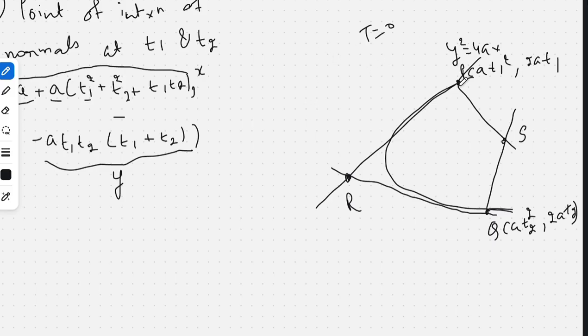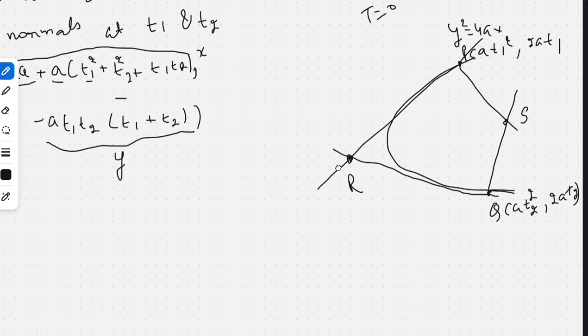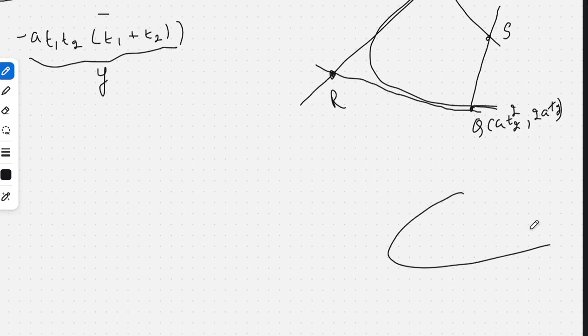Again, I'm using a different diagram. Let's say at point P, a normal is drawn, at square comma 2at. Then we resolve at point Q to find the point of intersection of normal with the parabola. We can solve the normal and parabola simultaneously. Then you will get a t dash square comma 2a t dash.